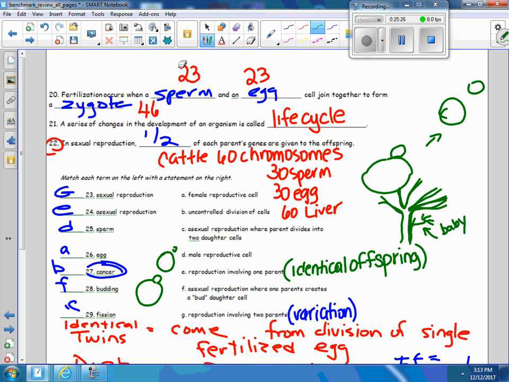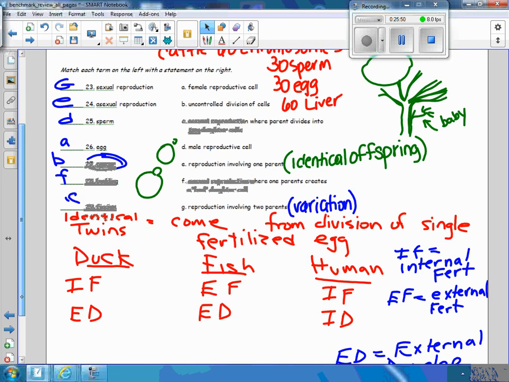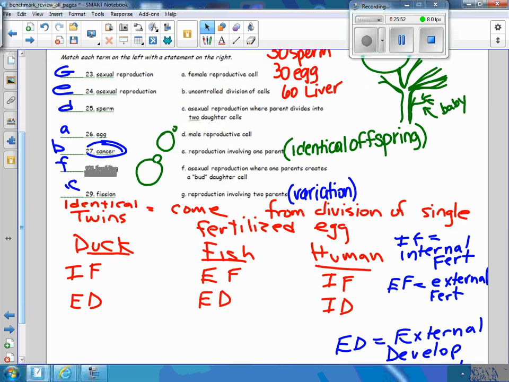Fission. Fission is division, two equal cells. It's binary fission, or in other words, we can call it mitosis if it happens in our cells. Identical twins come from division of a single fertilized egg. One egg during cell division divided. Fraternal twins, there's going to be how many eggs? Two. So if identical twins are identical, fraternal twins are similar. They're variations.